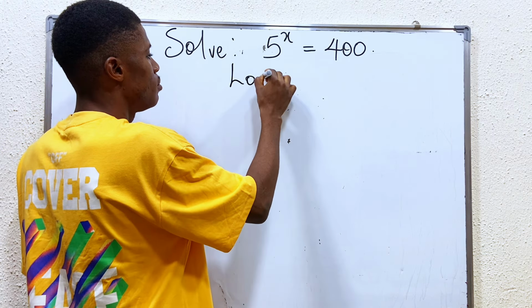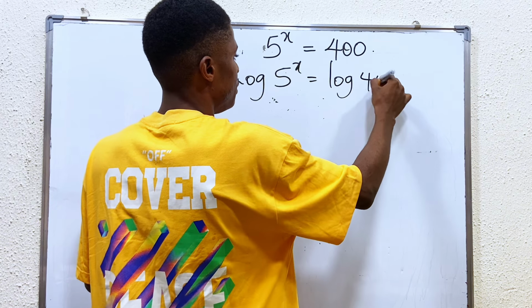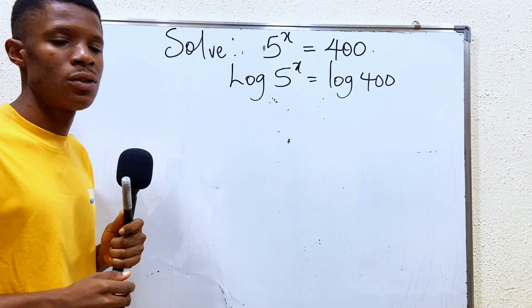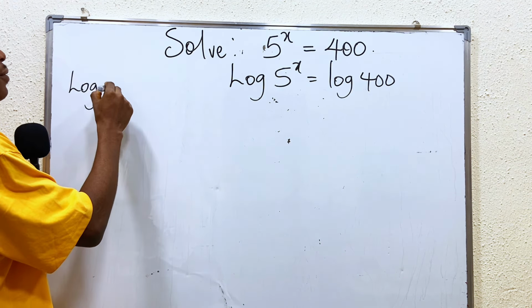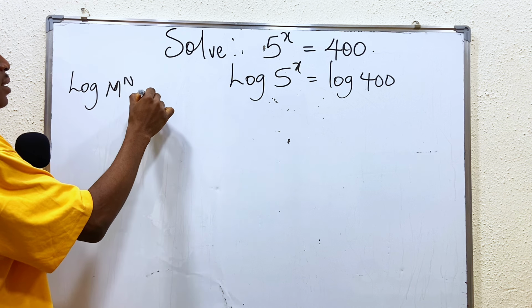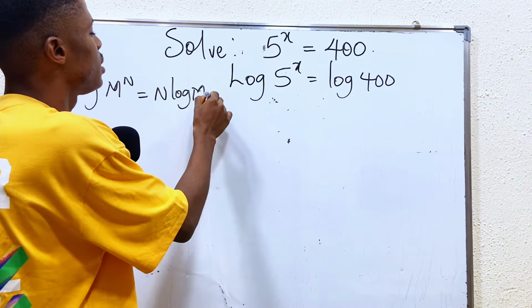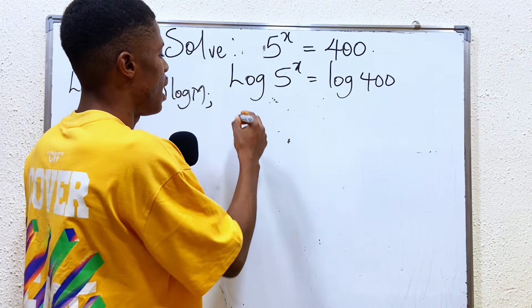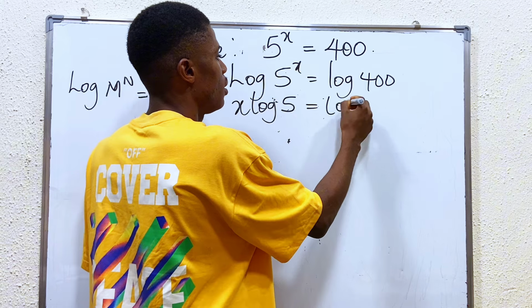So if you take the logarithm, log of 5 power x is equal to log of what? 400. Good. Since we have this, what do you observe? First thing we have to recall is the law of logarithm that whenever you have log m raised to power n, that is the same thing as n log m. If you agree with this law, we can now simply multiply the power x to the logarithm. So we have x log 5 is equal to log 400.